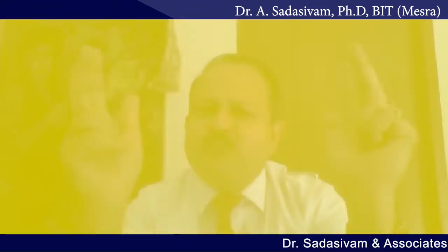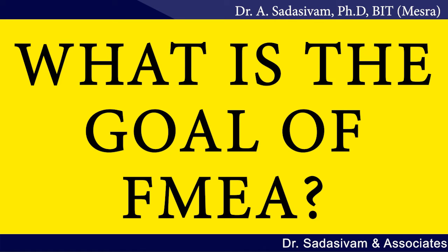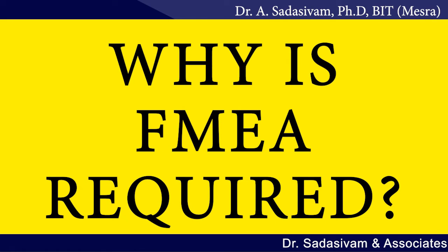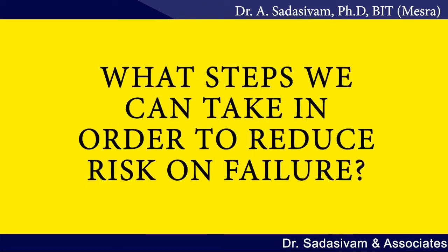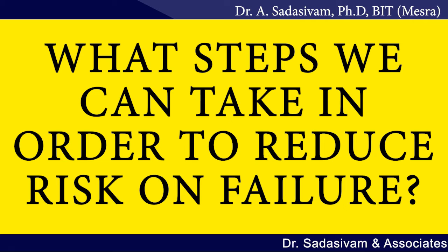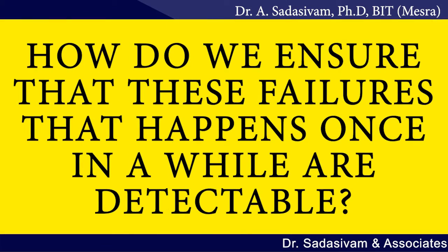So typically we are going to talk about two important things. What is the goal of FMEA? And then we will also talk about why that is required. Now, if you talk about the goals, it is about what steps can we take in order to reduce risk or failure. The second thing we will be doing is how do we ensure that these failures that happen once in a way are detectable.